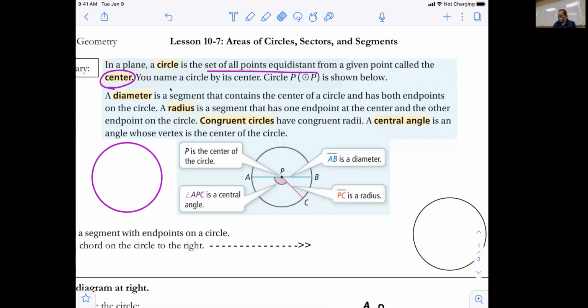Now, my diameter is another word that we talked about yesterday. It's a segment that goes through the center of your circle, P, and has 2 endpoints on either side. It's a straight line, so it doesn't bend or do anything crazy. It goes straight through, and I said yesterday, it goes through the widest part of the circle.